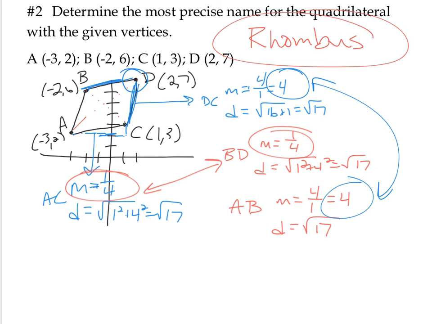Okay, so we have a rhombus in this particular case. Most precise name we can give based on the information we have. Draw it out, use distance, use slope for sides, diagonals possibly, to determine what type of figure you have.